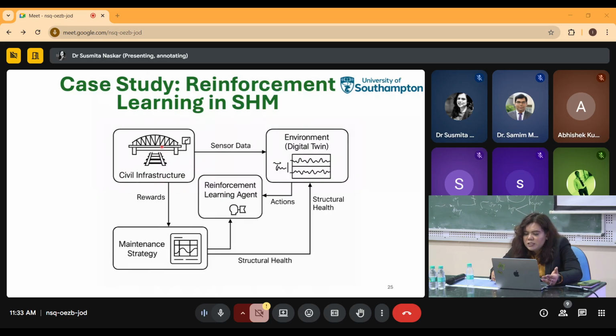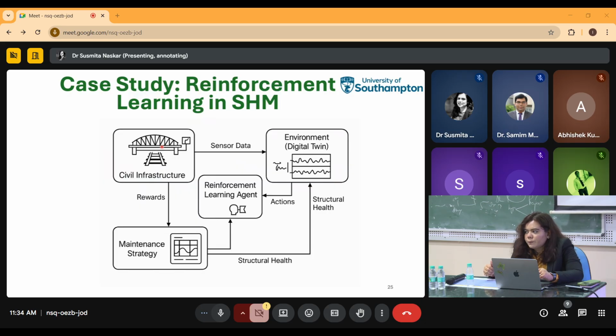And once you have the civil infrastructure, then you will learn from the environment, right? So let's take the environment as a digital twin here. The sensor data feeds into the digital twin, which is a virtual representation of the physical infrastructure. That means this will act as a reinforcement learning environment where we can simulate and predict the structural behavior under different scenarios, like different loading conditions. So once you have the structure, you have the environment.